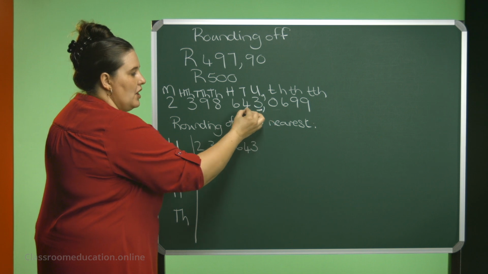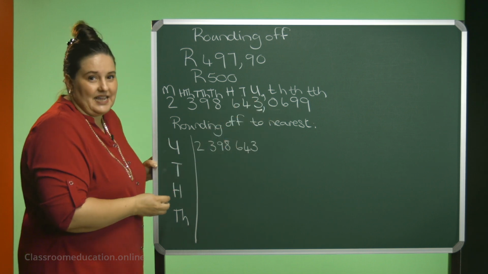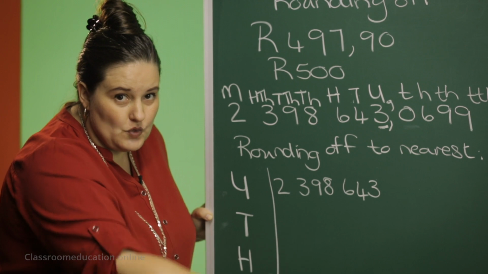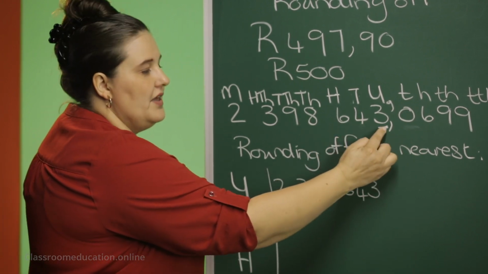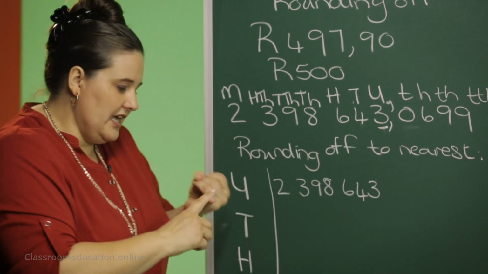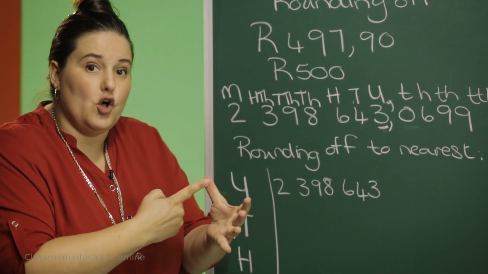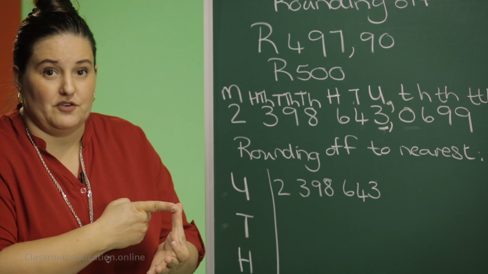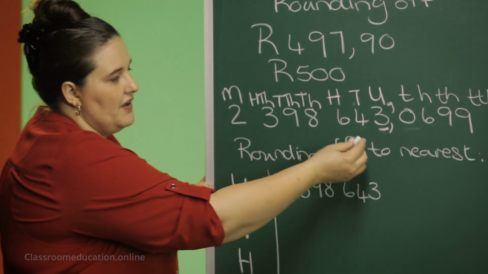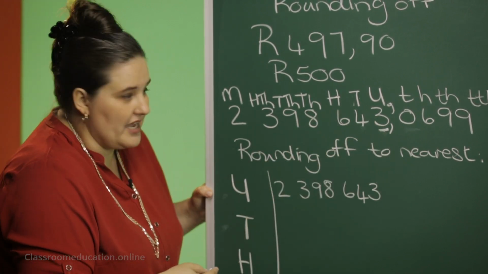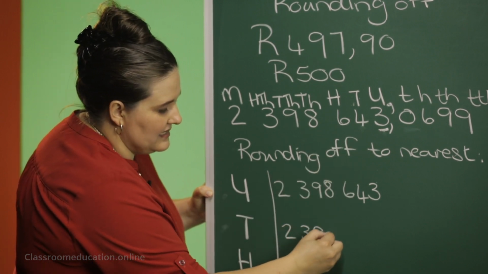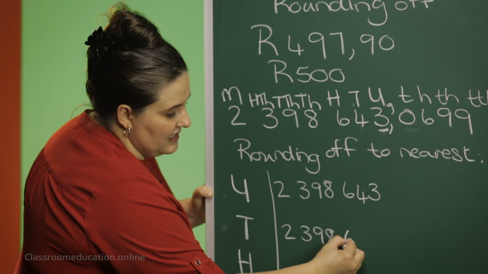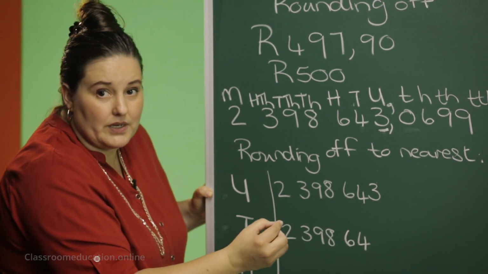If I need to round it off to the nearest 10, there's the 10. Look at the number on the right-hand side of the 10. That is in the position of the units. My rounding position is now 10. This 3, 0, 1, 2, 3, and 4 will not change my rounding position. So the value in the rounding position will not change. So it will become 2,398,640.